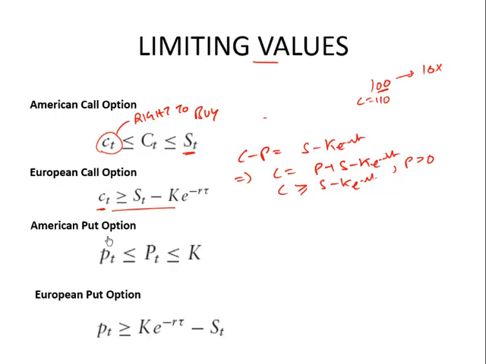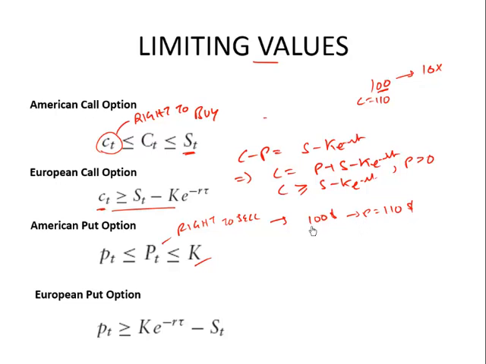For a put option, please remember the value can never be greater than the strike price. So put option is the right to sell. So let's say I'm selling you the right to sell at $100 and I'm charging you a premium of $110. Will you ever buy the put option?